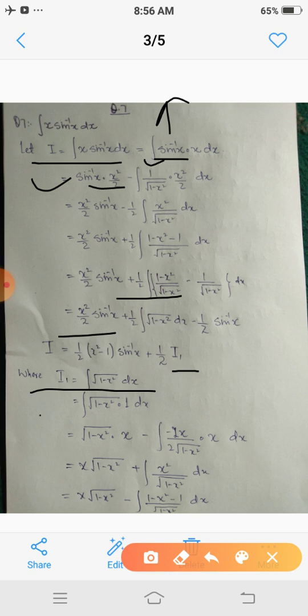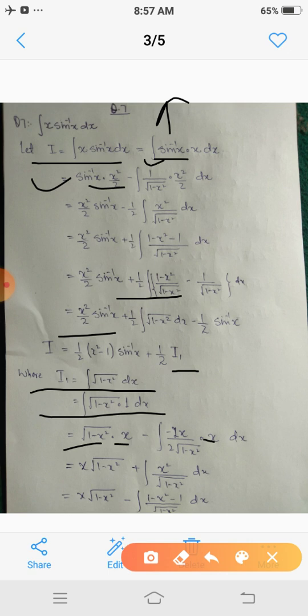Now take 1 as the second function and integrate using the product rule. It is the first function into the integration of the second, that is 1, which is x, minus the integral of the differentiation of the first. The differentiation of root of 1 minus x^2 is minus 2x upon 2 root of 1 minus x^2, because the differentiation of root x is 1 by 2 root x, into the integration of the second, that is x. Minus minus becomes plus, the 2 cancels, and it is x^2 upon root of 1 minus x^2.